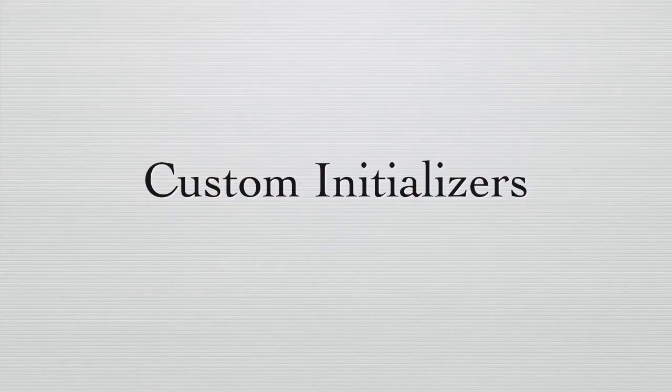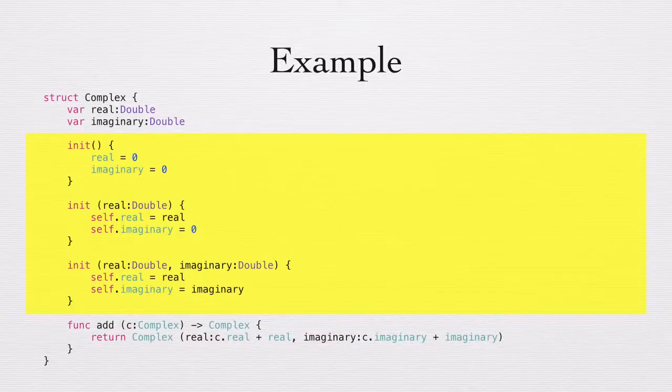Now, I will describe how to write custom initializers for your structure. The complete code for our complex structure with 3 custom initializers added is shown here. The first initializer does not take any parameters and in its body sets both real and imaginary properties to value 0.